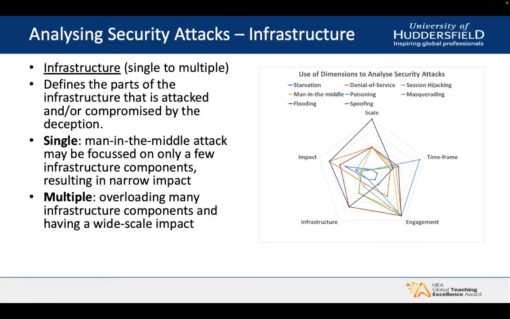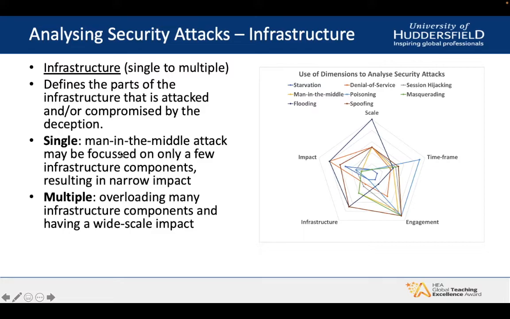Then we can think about the infrastructure. So how much of the system which our planning technologies is controlling is impacted by this? Is it a small aspect, or is it multiple? Is it systemic through it? So if we think of single, we could be launching sort of an interception attack between two devices communicating, could have quite a narrow impact. Or we could be overloading many infrastructure components, having a wide scale impact.